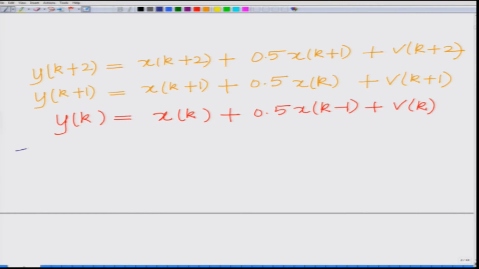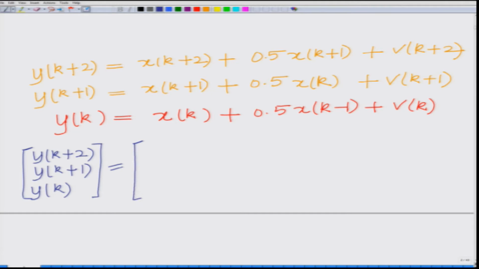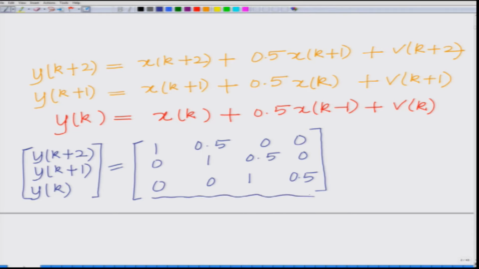Now, let us write this as a matrix. Writing as a vector, I have yk plus 2, yk plus 1, yk, which is equal to the matrix with rows 1, 0.5, 0, 0; 0, 1, 0.5, 0; and 0, 0, 1, 0.5. This is the same as the matrix H that we have written in the previous module, except now I am substituting for the channel coefficients H0 and H1.